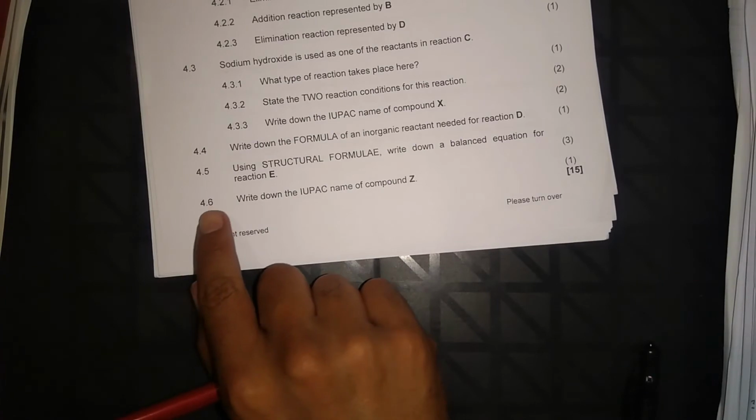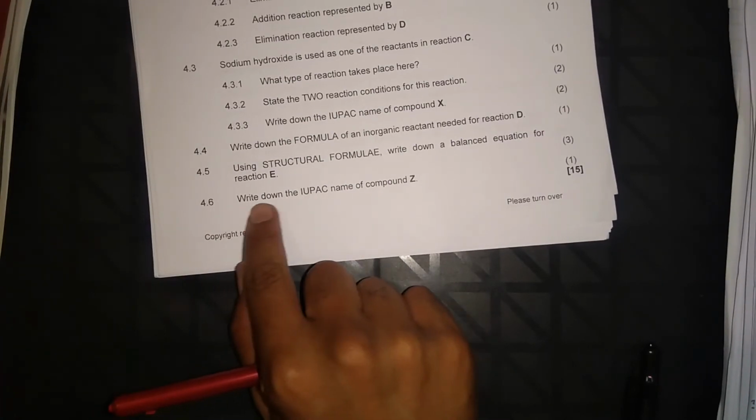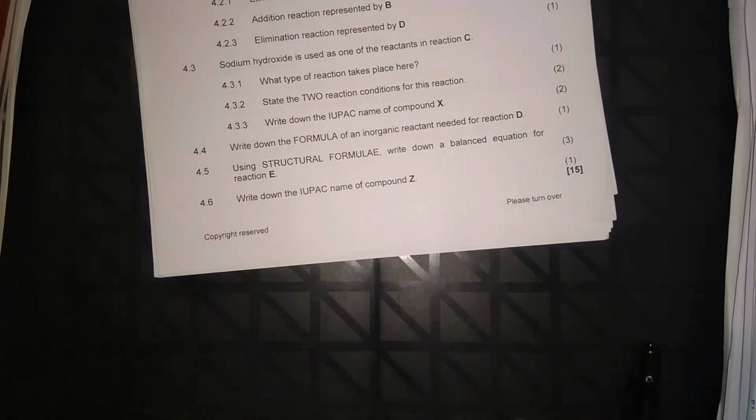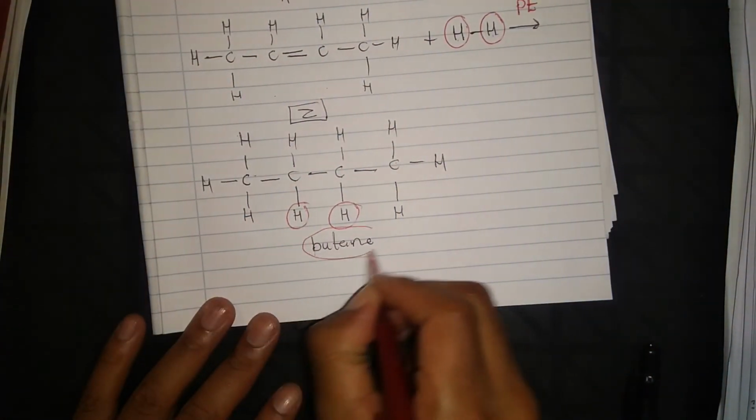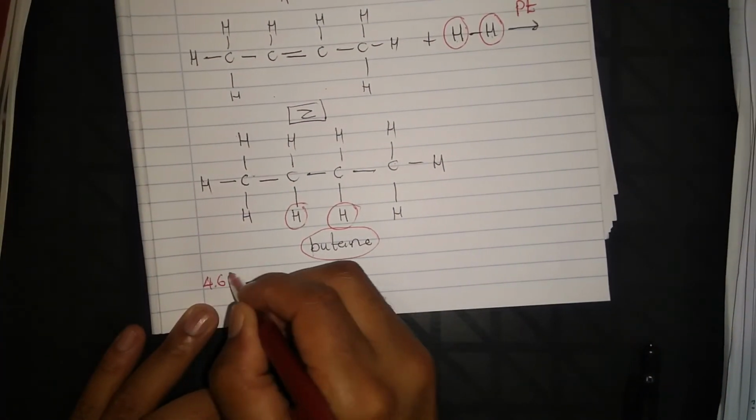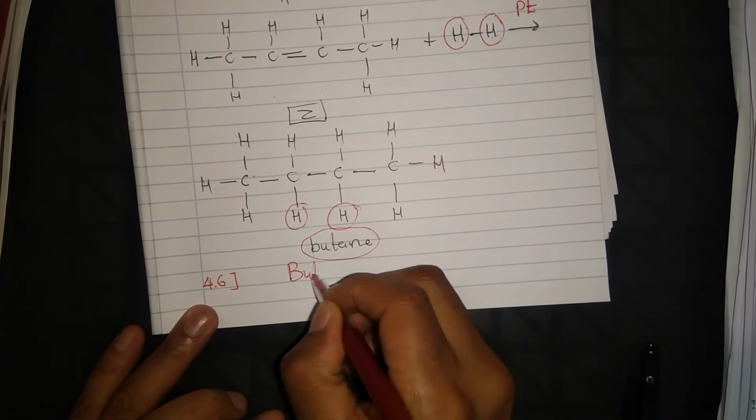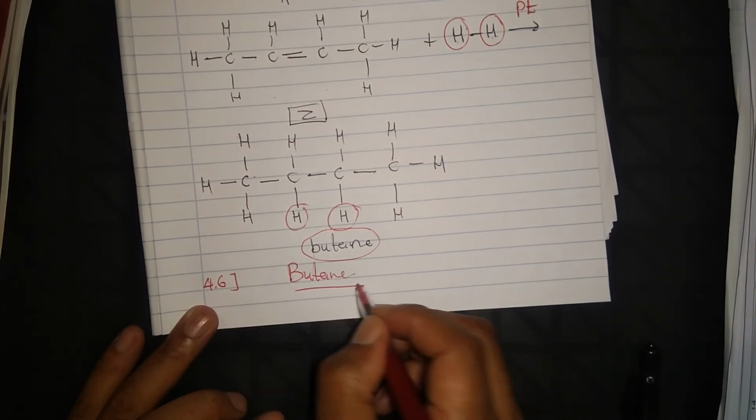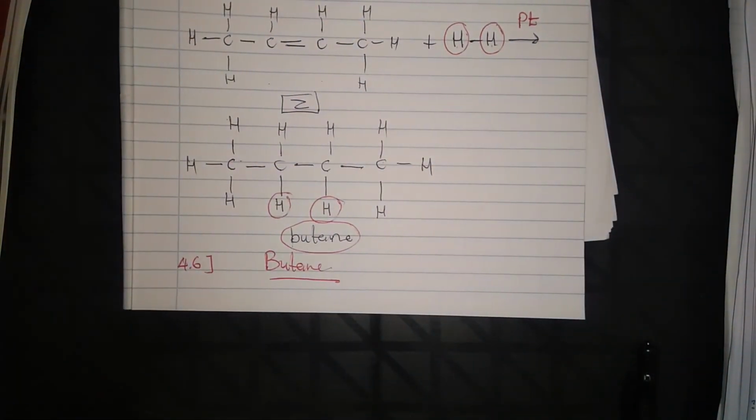Now for the final question, write down the IUPAC name of compound Z. I mentioned it for 4.6, it's butane.